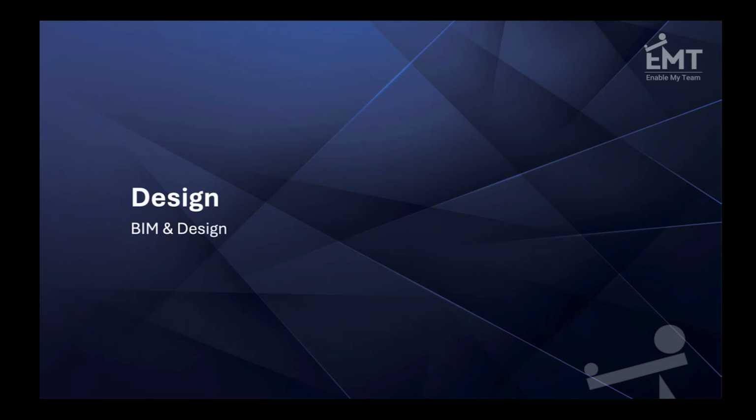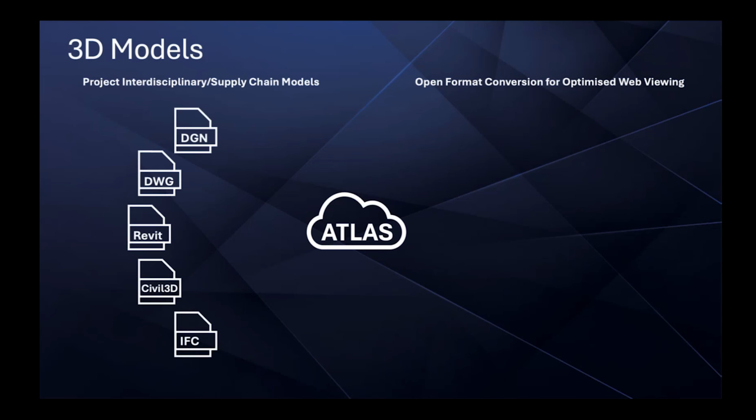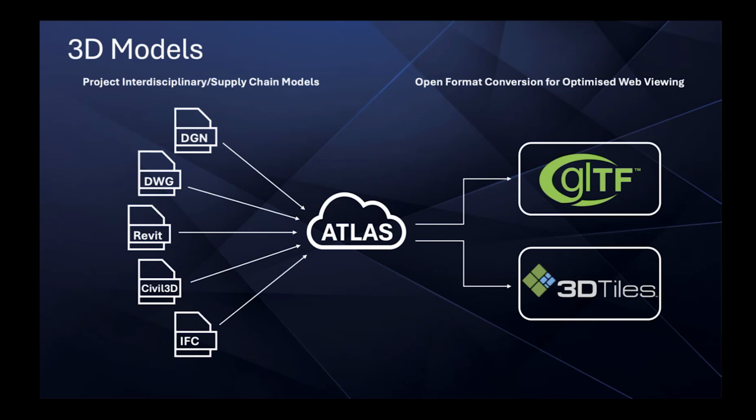Okay, thanks, Luke. So yeah, in terms of the design data, today we'll be focusing on the sort of 3D BIM models and how these come into Atlas and what we can do with them. So Atlas has its own processing pipeline that can ingest your native model formats such as DGN, DWG, Revit, etc., or open formats like IFC. When the models are uploaded, they're processed into OGC Open 3D tile format using EMT Atlas pipelines, which can then be streamed out in a web.